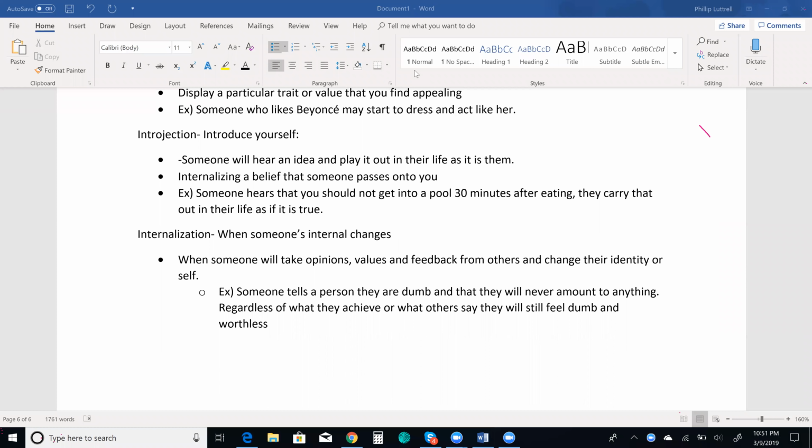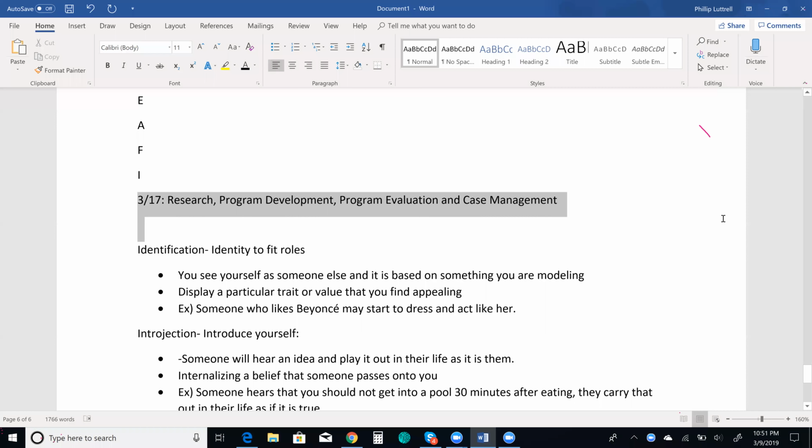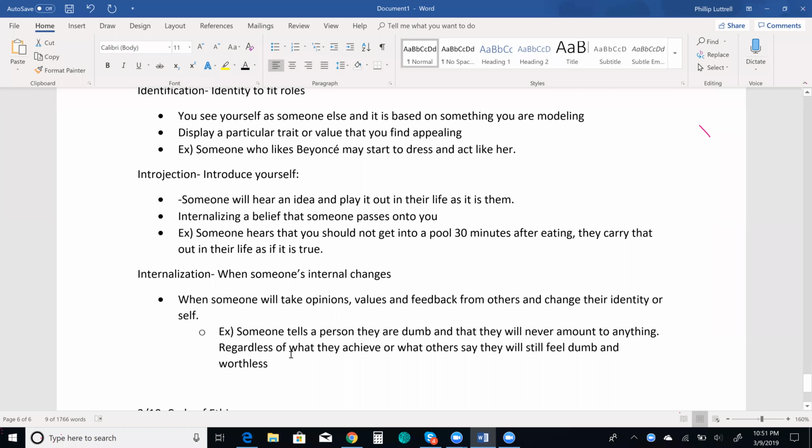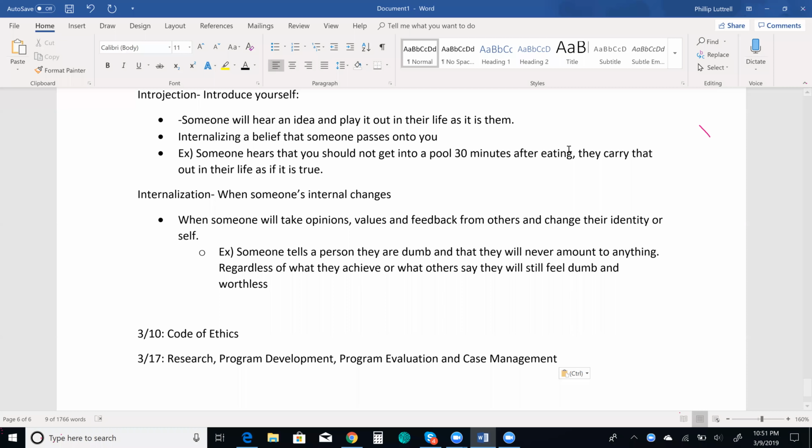Any other questions? Because we've been going for a little while, so I think I'm going to end it soon if no one has any other questions. And if you do, feel free to ask them. But if not, I'm going to shut down the shop. Given we have a lot of people, again, we have the Code of Ethics study group tomorrow and the good old research, program evaluation, program development, and case management on the 17th.